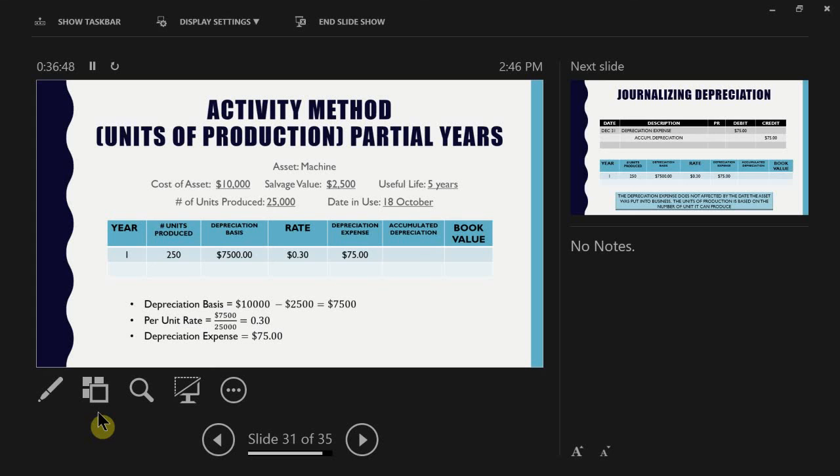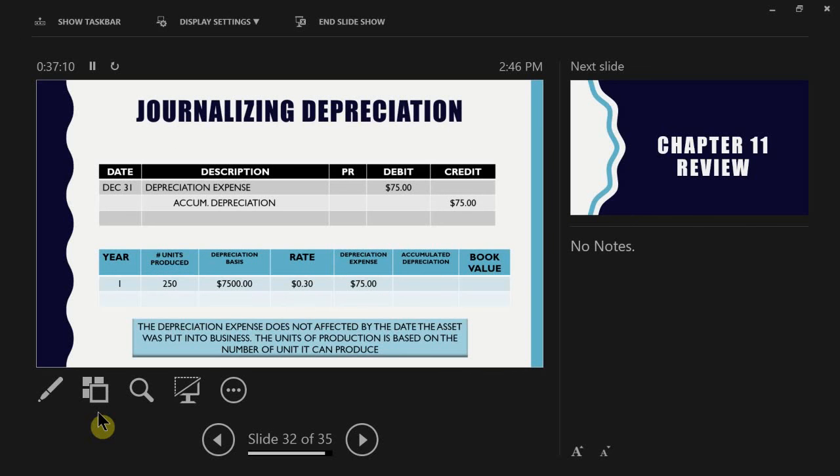So do you understand what happened here? Does it even matter if we even have a time for this? No, because time is not relevant. Time is not sensitive when you're dealing with depreciation for units of production. All we care about is how many items we produced that year. I already solved it for you, but understanding that you only have 250 units produced at the time, our depreciation expense is $75.